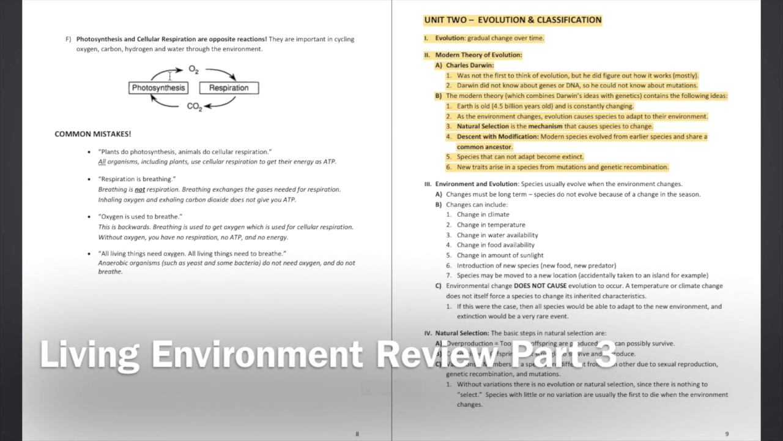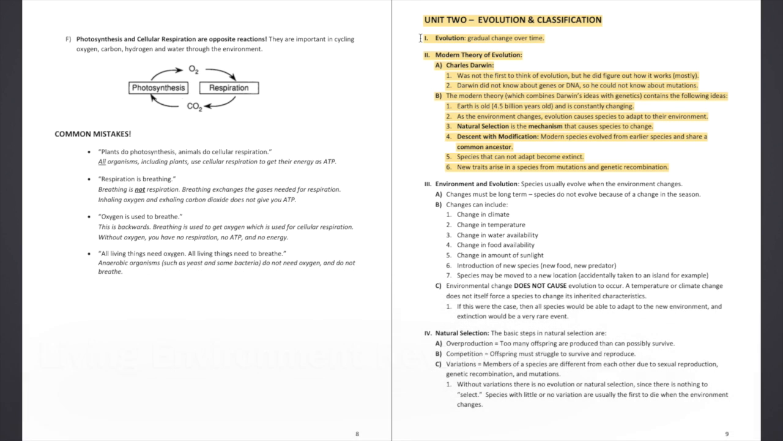2. Evolution and Classification. 1. Evolution. Gradual change over time. 2. Modern theory of evolution. A. Charles Darwin. 1. Was not the first to think of evolution, but he did figure out how it works, mostly. 2. Darwin did not know about genes or DNA, so he could not know about mutations.